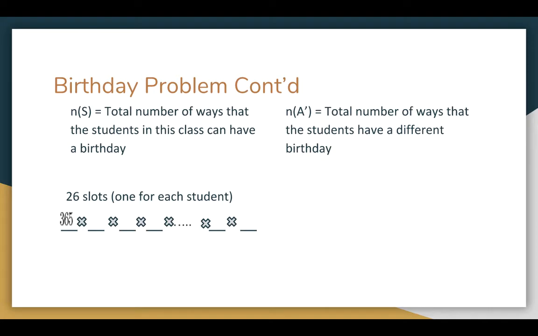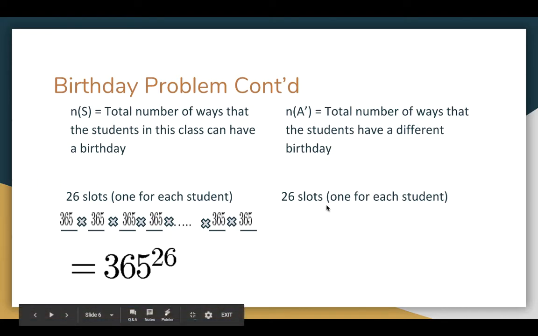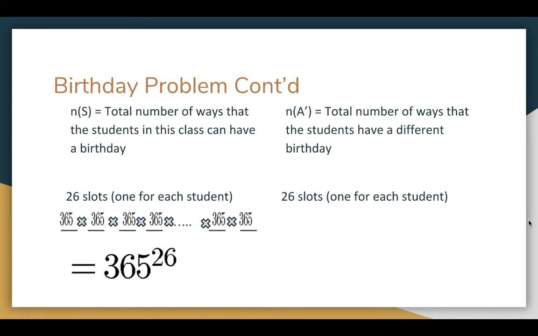And just for the sake of argument, we ignore leap years for a minute, but 365 different days. 365 for the second, third, fourth, all the way to the 26th person. And so you guessed it, we can calculate that by using an exponent, 365 to the 26. And then for different birthdays, we can again put 26 slots down. Remember, if we have 26 slots for N of S, we probably have that for every other case as well. So, 26 slots for every student again.